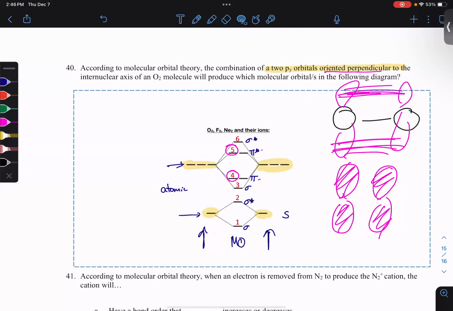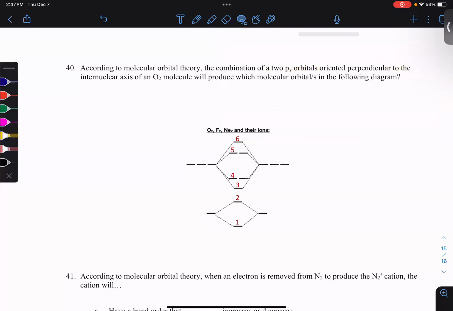Let me change the question actually, and let's answer it again, but I'm going to change the wording. The combination of 2 p orbitals oriented along the internuclear axis. Which molecular orbitals, I'm going to just tell you that there's 2 of them, make this interaction? Which ones? Which 2 MOs? So it's along the internuclear axis.